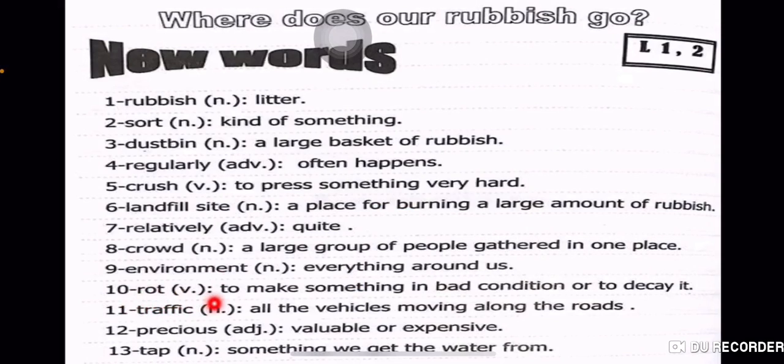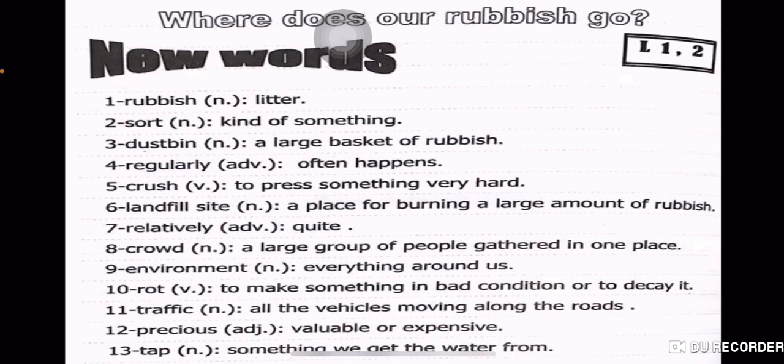Number 10. Rot. Rot is a verb. It means to make something in bad condition or to decay it. Number 11. Traffic. Traffic is a noun. It means all the vehicles moving along the roads.